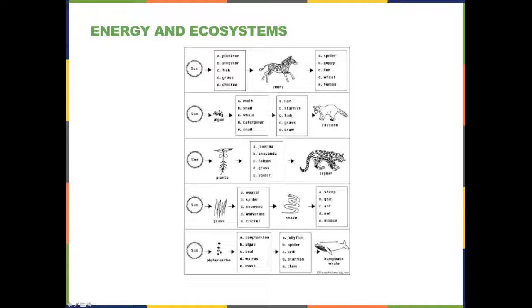The next one, we start with grass, or the sun, grass, something that eats grass, and then a snake. Now, which one of these eats grass? Well, a weasel might eat grass. A spider is pretty unlikely. A seaweed doesn't eat grass. A wolverine might. And a cricket doesn't eat grass. So wolverine and weasel are the most likely.